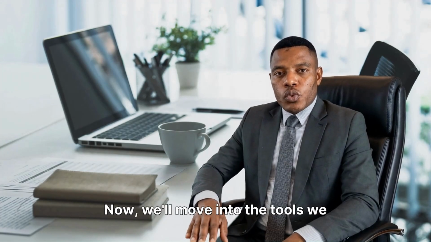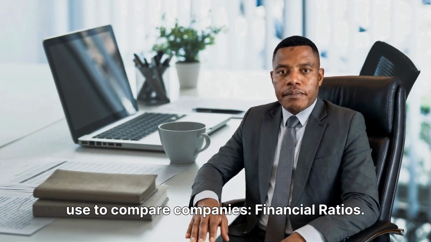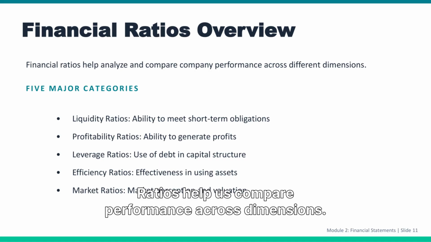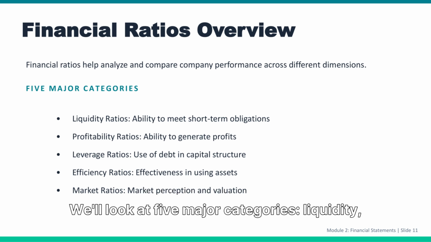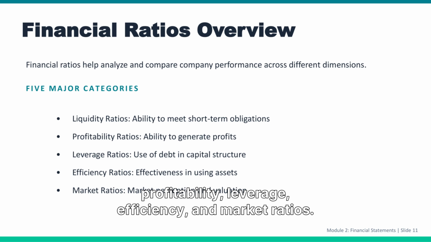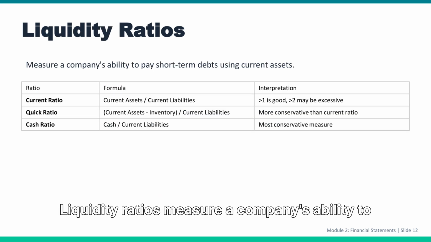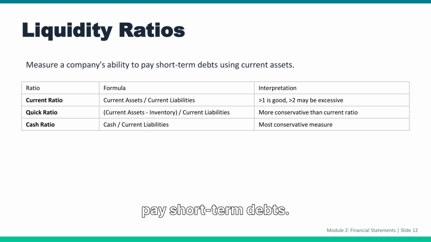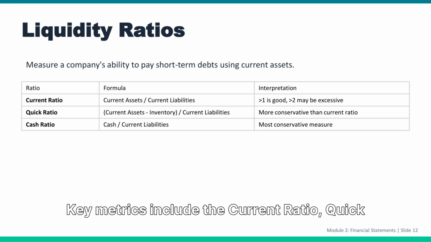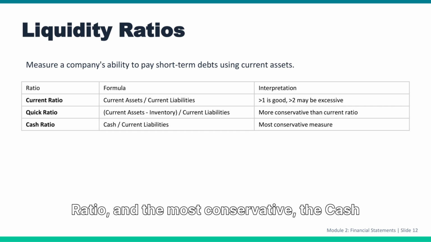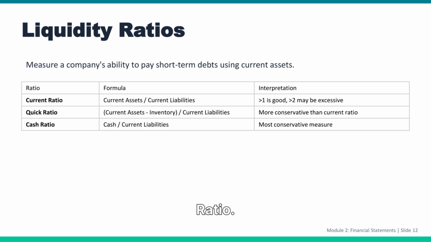Now, we'll move into the tools we use to compare companies. Financial ratios. Ratios help us compare performance across dimensions. We'll look at 5 major categories: liquidity, profitability, leverage, efficiency, and market ratios. Liquidity ratios measure a company's ability to pay short-term debts. Key metrics include the current ratio, quick ratio, and the most conservative, the cash ratio.